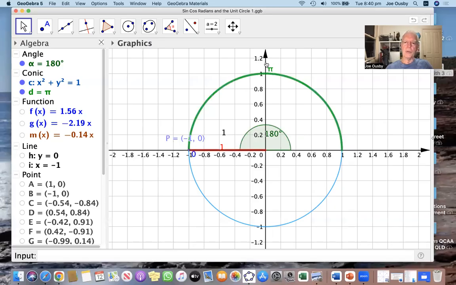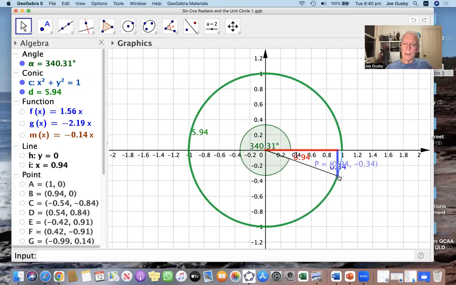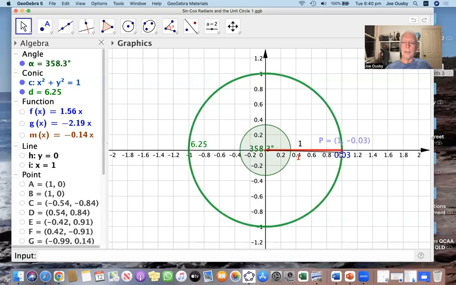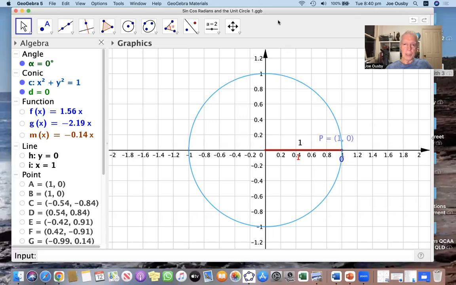And GeoGebra switched and said, that's pi radians. Well, actually, it's giving the length of the green line as pi, but that means that 180 degrees is pi radians. If we were to go all the way around, roughly there, that's 6 radians, so the length of the green line is 6. And if we kept going, we'd end up at 2 pi, which would be 360 degrees. At that point, we're back at 0 again. And so that's actually what's happening there.